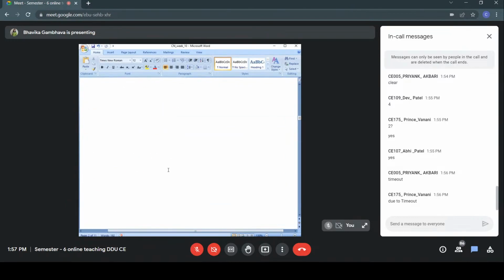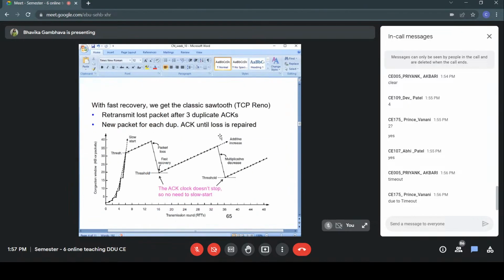So let us summarize this very quickly. With fast recovery, which we get in TCP New Reno, retransmit lost packet after 3 duplicate acknowledgements.